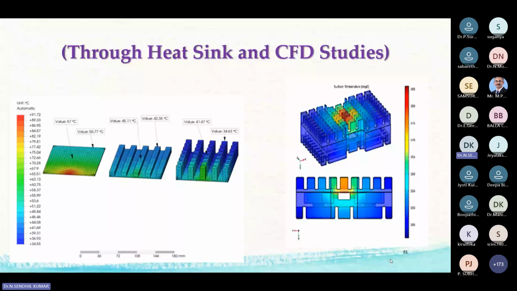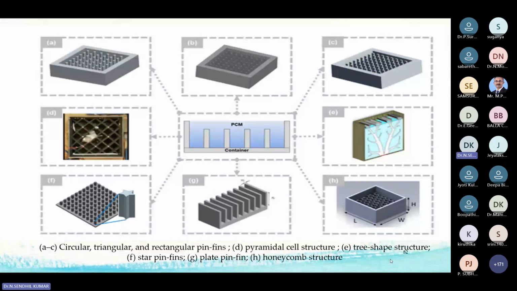I already told you, CFD, computational fluid dynamic studies, we can do that. In that we can study the heat flow, how much heat there will be, and how much the temperature rise will be, all through heat sinks and CFD studies. This is about different configurations of heat sinks, whether circular, triangular, rectangular, pyramidal, tree-shaped structure, fins, plate fins, or honeycomb structure. You can study all those things and find which one is effective. So all these things are related to that.